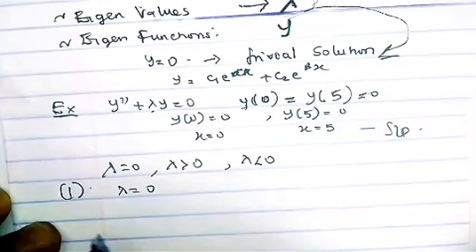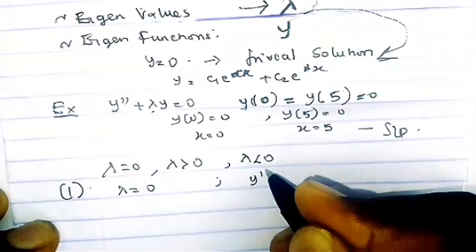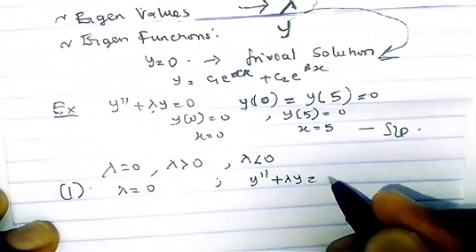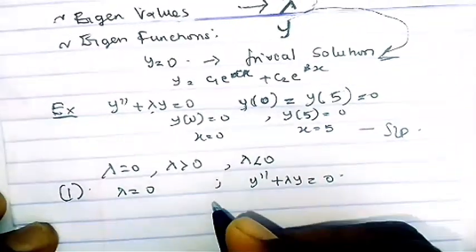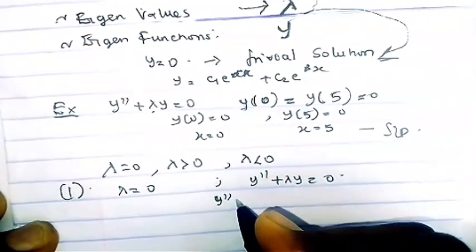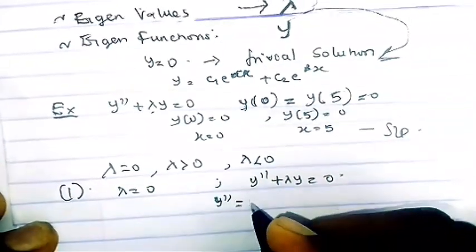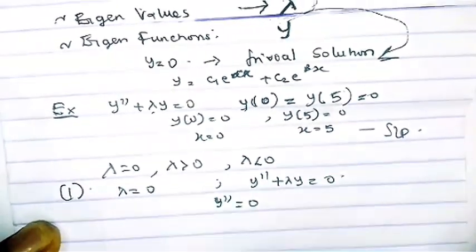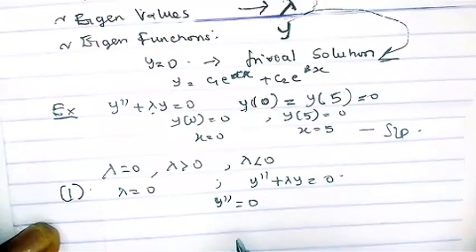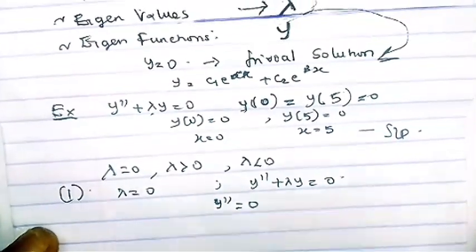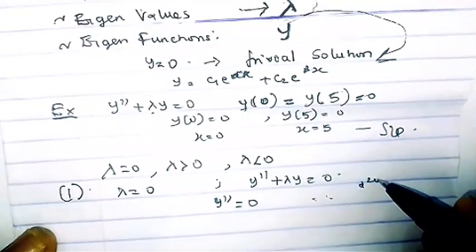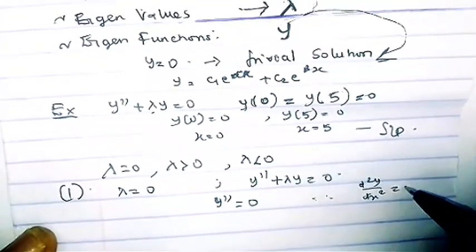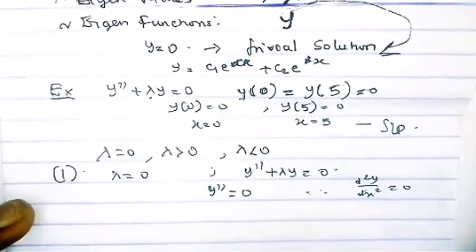So taking this is our equation, right? Taking this equation and substituting lambda equal to 0, we'll be having y double prime is equal to 0, right? So I assume this is my second order equation. Remember, this is also equal to d squared y over dx squared is equal to 0, right? So I assume this is my second order equation.